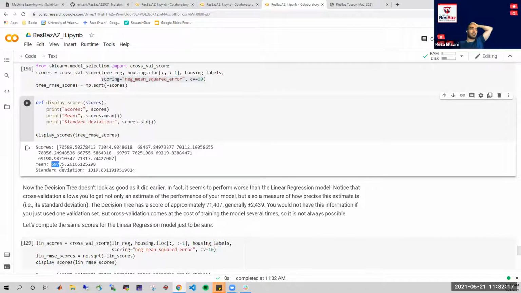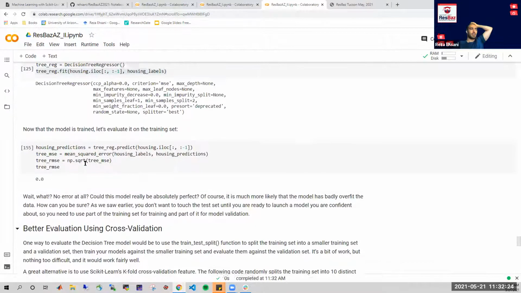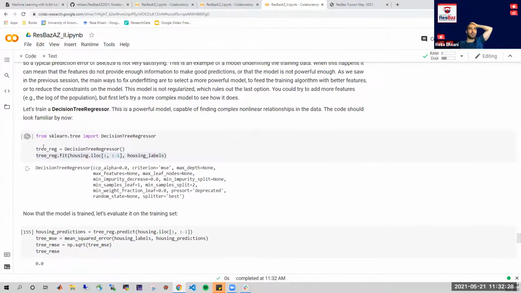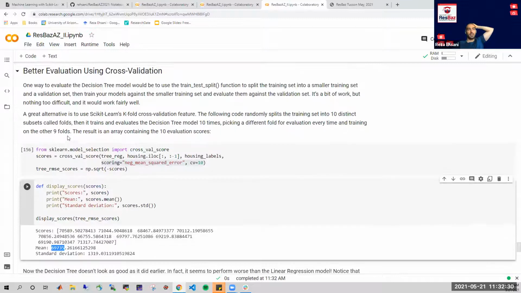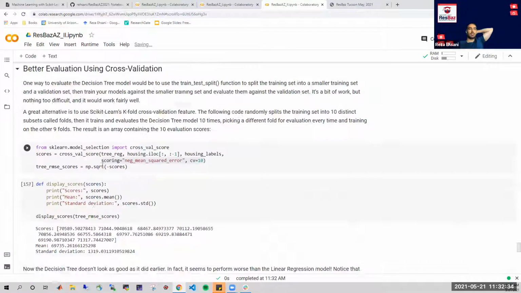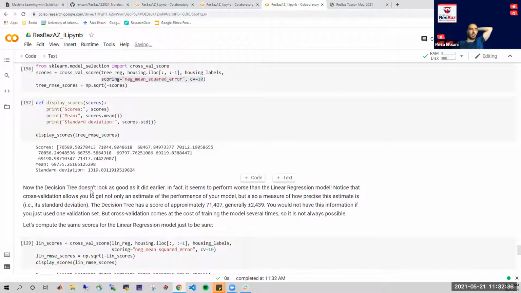So if we try the cross validation, the scores are provided here. The mean error is $69,000 and the standard deviation is 137. When we compare to the linear regression model, I think that the linear regression model is performing better. Here we saw that the error was 0 on the training set, but actually it's not 0. It's like 69,000. So it shows that the decision tree doesn't look as good as it did earlier. In fact, it seems that it performed worse than the linear regression model, as I mentioned.